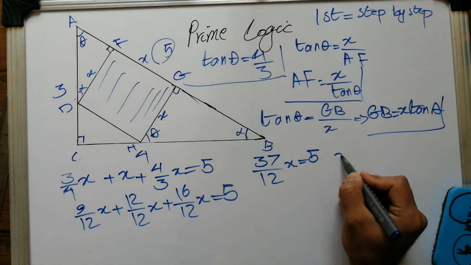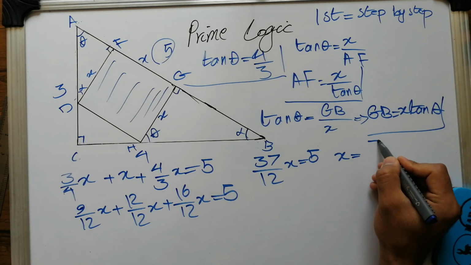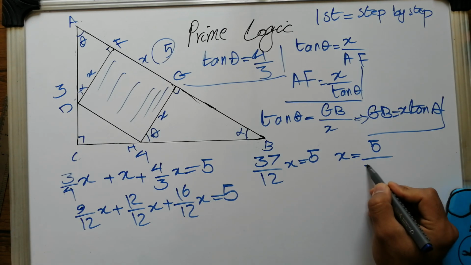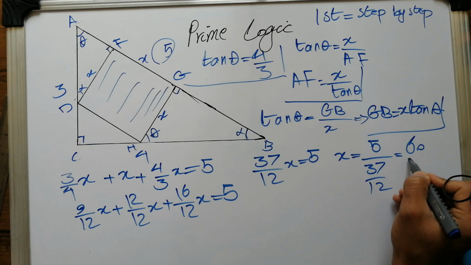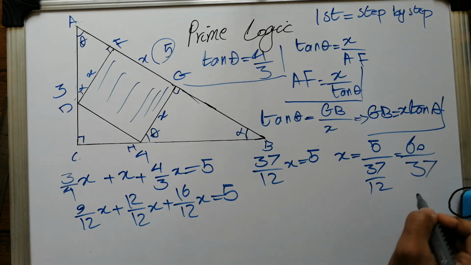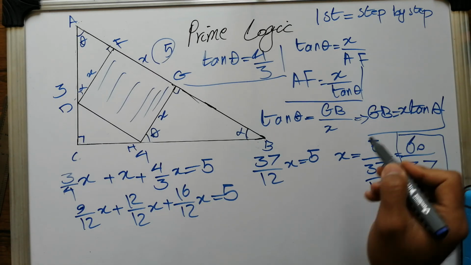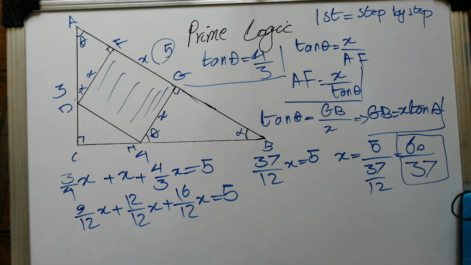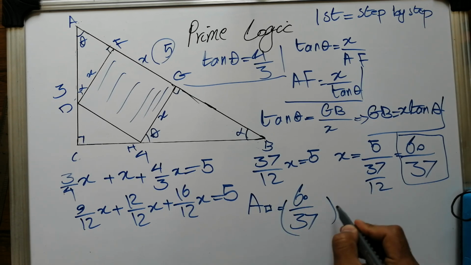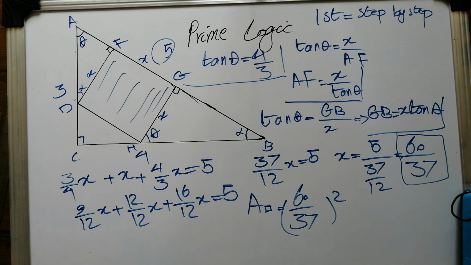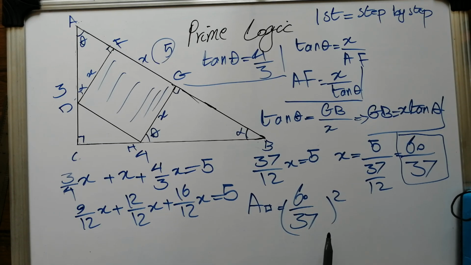In other words, x equals 5 over 37 over 12, which is 60 over 37. So that's x, which is the side length of this square, and the rest is easy. So the area of this square equals 60 over 37 squared. So that's it. I think till this point, that's enough, and we don't need to calculate it further.